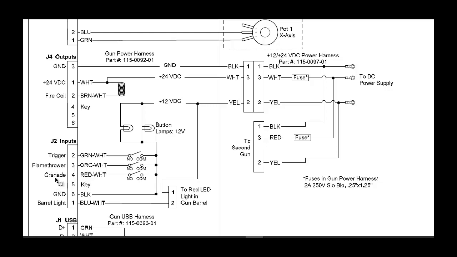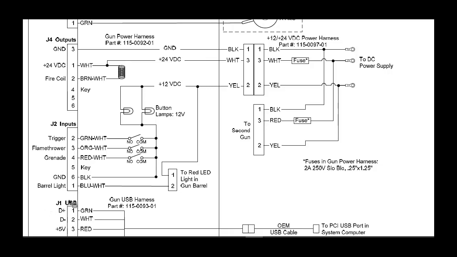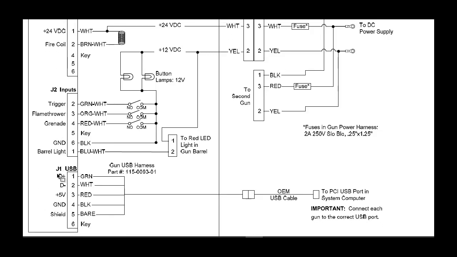We have 3 switches, and every time the player touches a switch, the lamp and button will shine. J1 is just for the USB to the PC: data minus, data plus, 5 volt and GND.